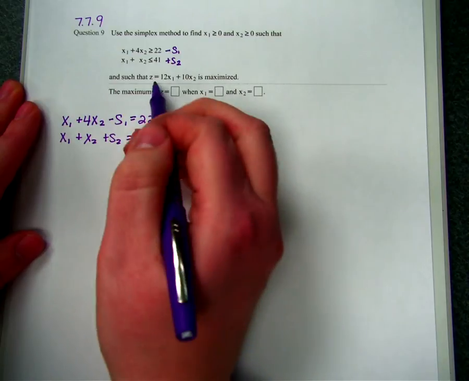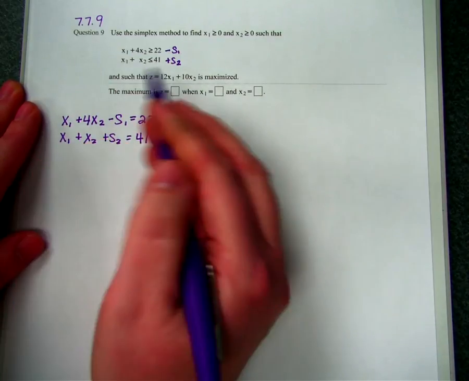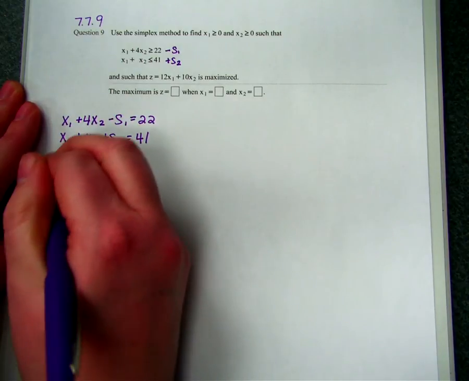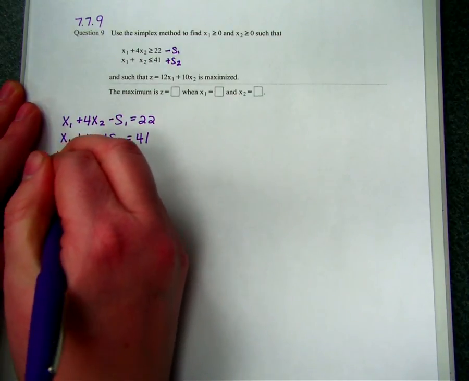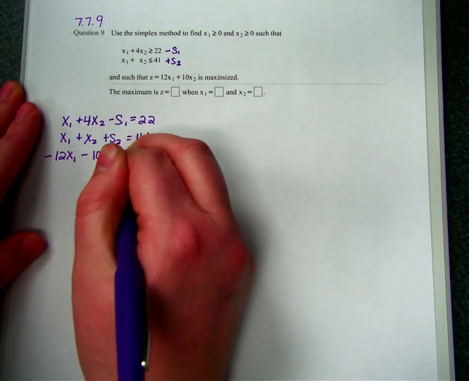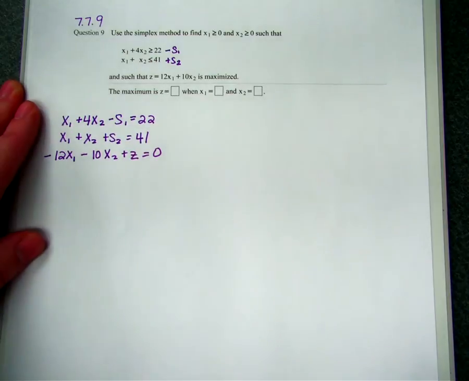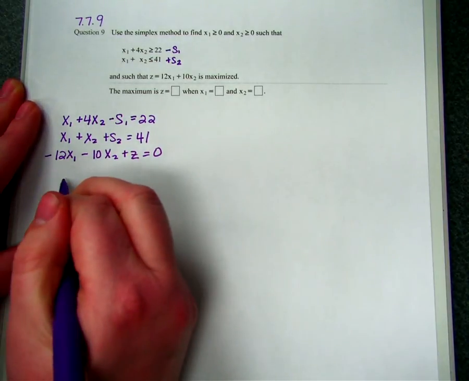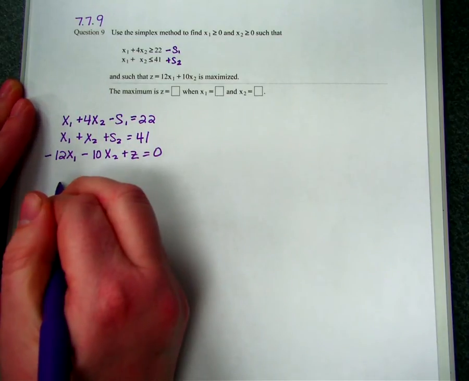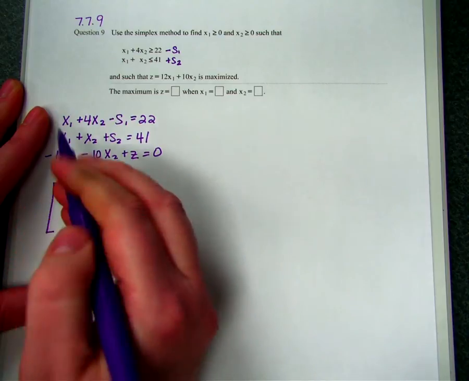And then rewrite your objective function, putting all of our variables over on the left side and all of our constants on the right. This looks like negative 12x1 minus 10x2 plus c is equal to 0. So there's our first step in our linear programming problem with the Simplex method. Step number 2, rewrite the objective function. And step number 3, turn this all into a matrix.